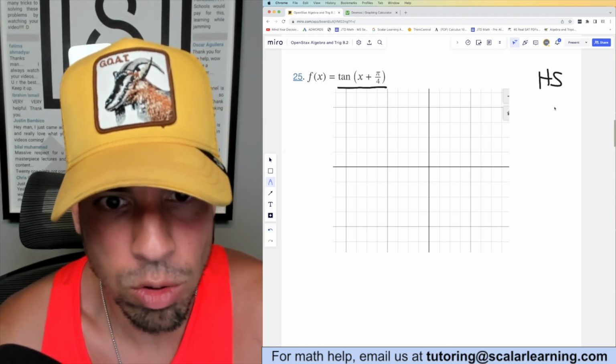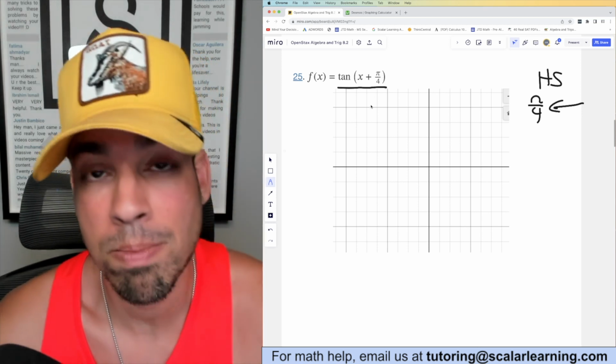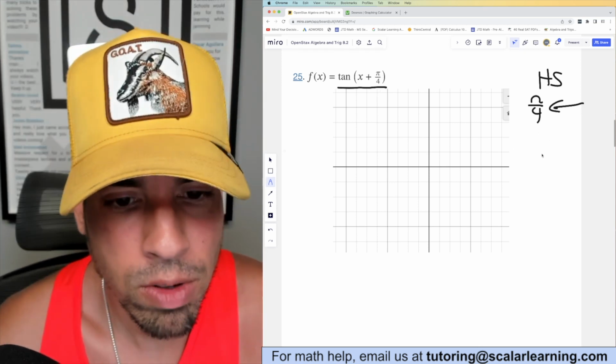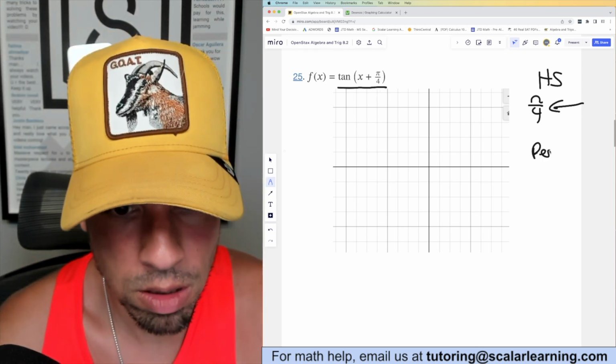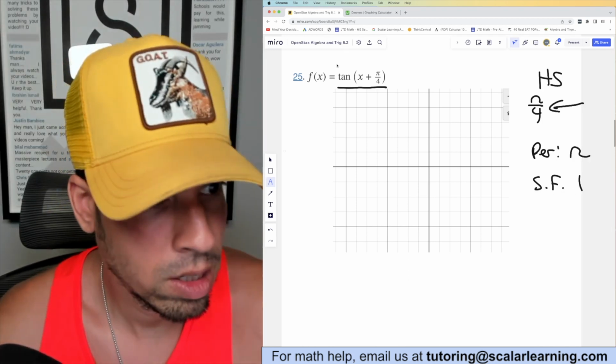So this one is a typical tangent function with the exception of a horizontal shift. And that's a horizontal shift to the left by pi fourths because it says plus. If it said minus, it would go to the right. Everything else is kind of standard, right? Which means the period is the standard period, which is pi. The stretching factor is just 1 because that's our coefficient, right?